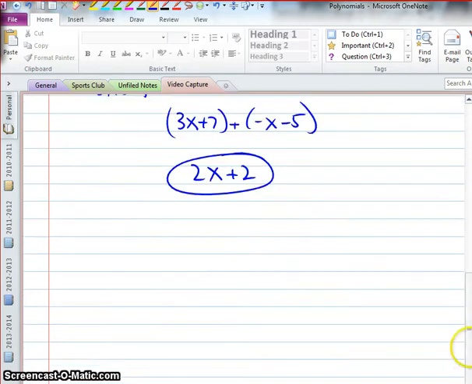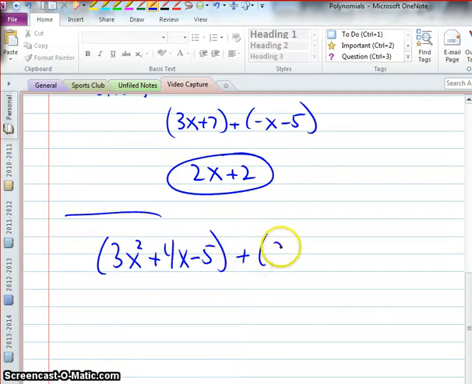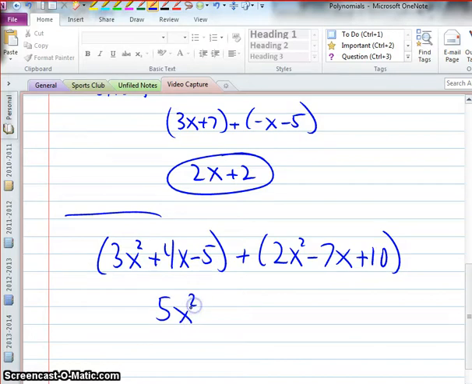And like everything else in mathematics, after you learn the easier stuff, it starts to get a little bit harder. But with polynomials, there's nothing too bad about it. So this is a typical adding of two different polynomials together. These happen to be trinomials. So you're going to look for the like terms and combine them. We have 3x squared and 2x squared, so we have a total of 5x squared. We have 4x and negative 7x. 4x minus 7x is negative 3x, and negative 5 and positive 10 is positive 5.